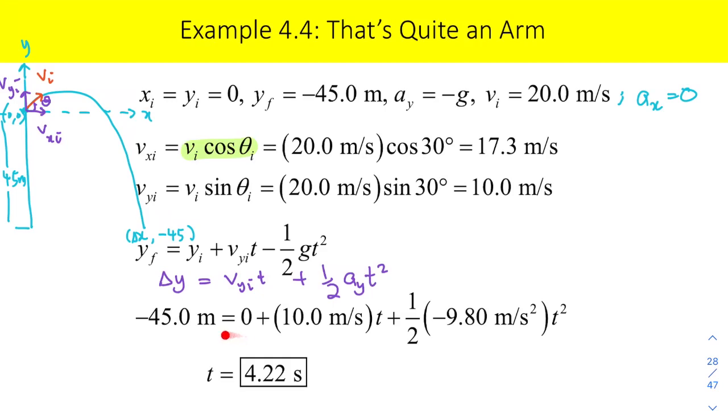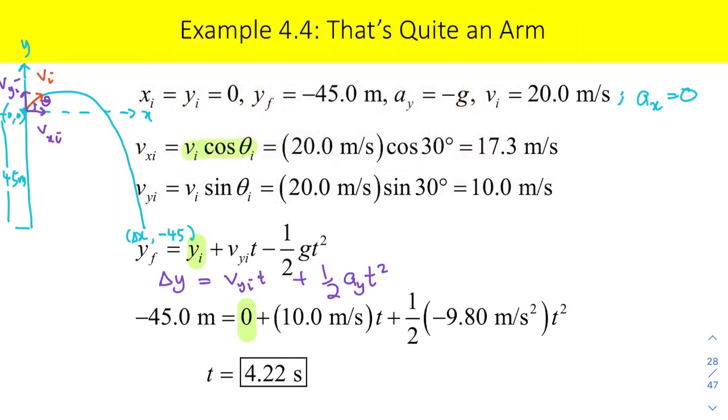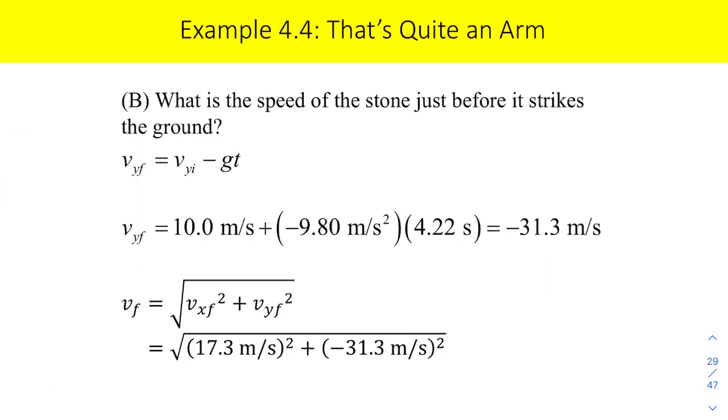Plus, equivalent to 0 plus. Okay, why is it 0? What is 0? Here. This one. Okay, this is y final. Okay, the 10 meter per second. What was this? This one, right? Which is this one. Okay. Then you get your t equivalent to 4.22 second.